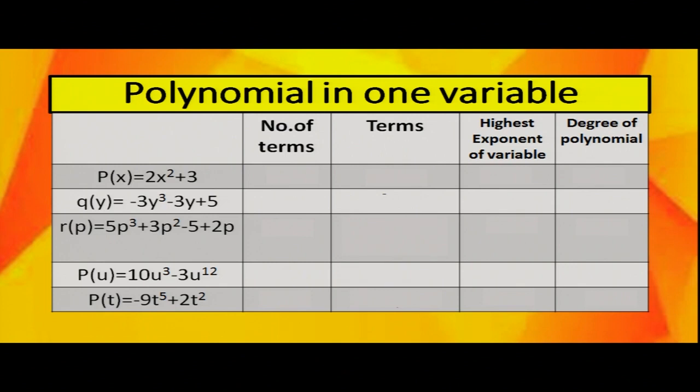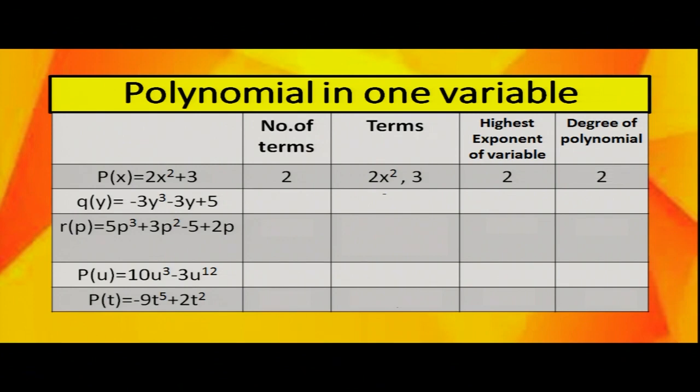Now, let's see the number of terms, what the terms are, what the highest exponent of the variable is, and how to find the degree of the polynomial. In the first case, the number of terms is 2. The terms are 2x squared and 3. And what is the highest exponent of the variable? Here it is x squared, so the value is 2. So here we can say the degree of the polynomial is 2.